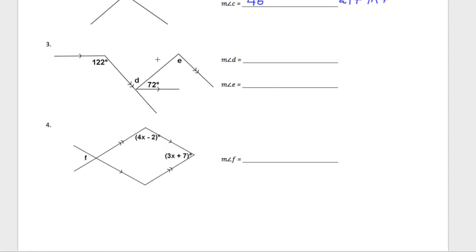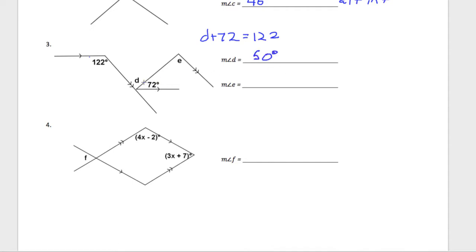For number 3, I know that 122, I guess I should draw my Z. So my Z looks like this. So the inside parts of my Z look like this. This whole angle is D plus 72, which means I know that D plus 72 is going to equal 122, and from that, let's go ahead and get rid of this, I can tell you that D is equal to 50 degrees.